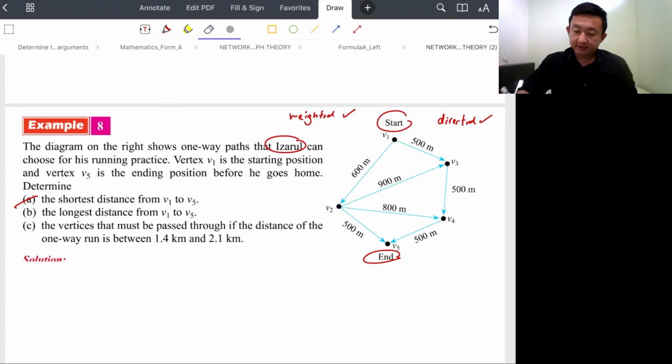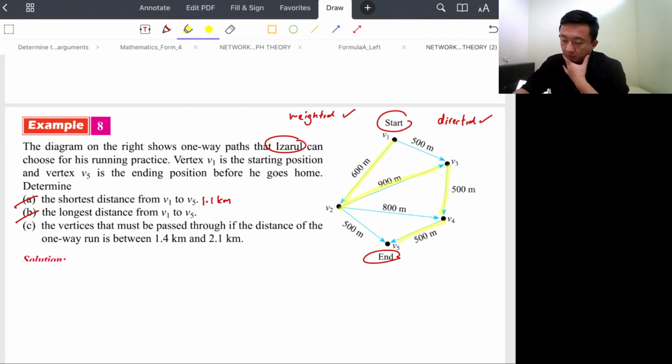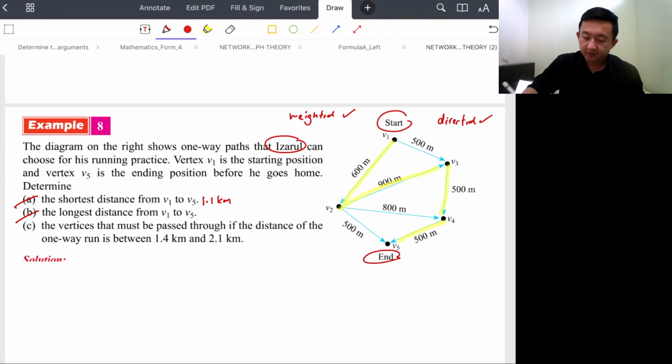I believe this is very easy lah. Shortest distance 1 to 5. 1, 2, 2, 5. Right. 1.1 km. Longest distance. Longest distance starting from 1. Yep. 1, 2, 2, 3, 3, 4, 4, 5. Is it 1.5, 2.0, 2.5? Yes, this is the longest distance.